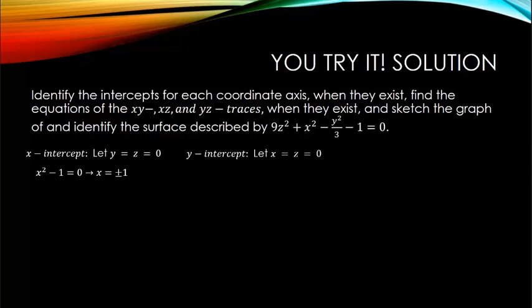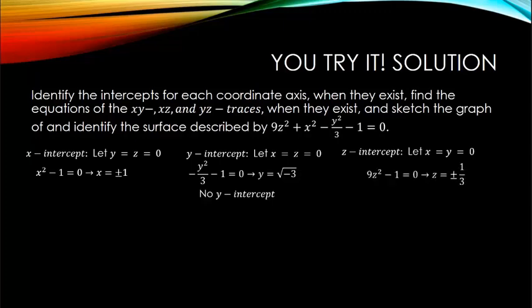The y-intercept is when x and z are 0. I get negative y squared over 3 minus 1 is equal to 0, or y is equal to the square root of negative 3. There will be no y-intercept here. The z-intercept occurs when x and y are 0. I get 9z squared minus 1 is 0, where z is equal to plus or minus 1/3. There will be two z-intercepts.